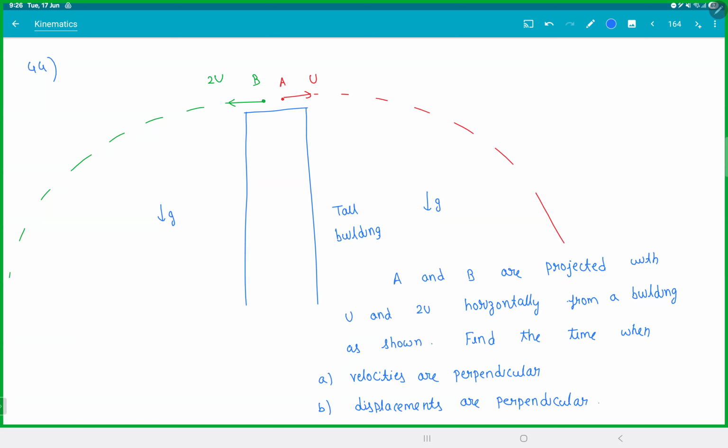Root 2 u by g. Yeah, that looks right. U by g root 2.